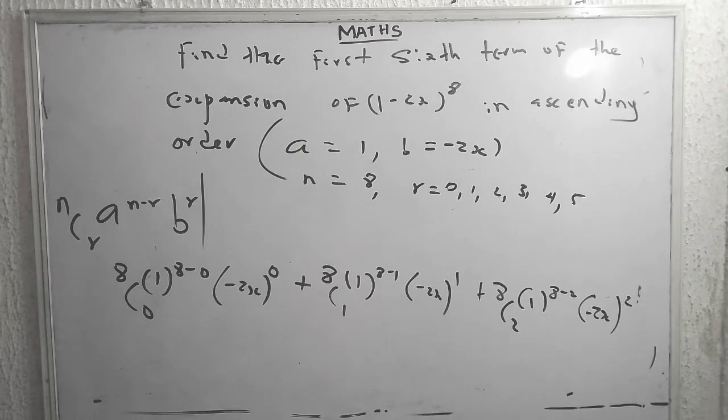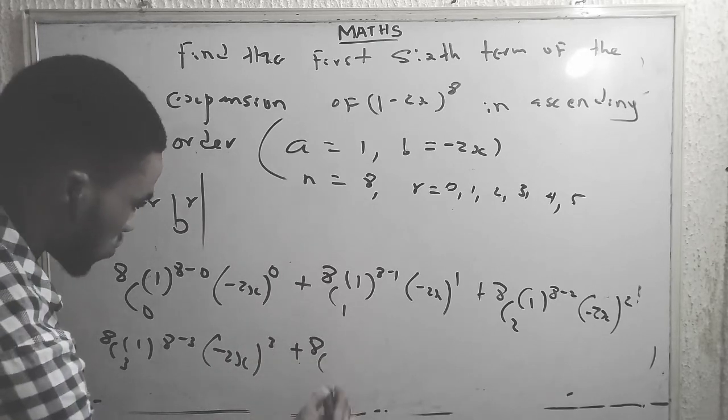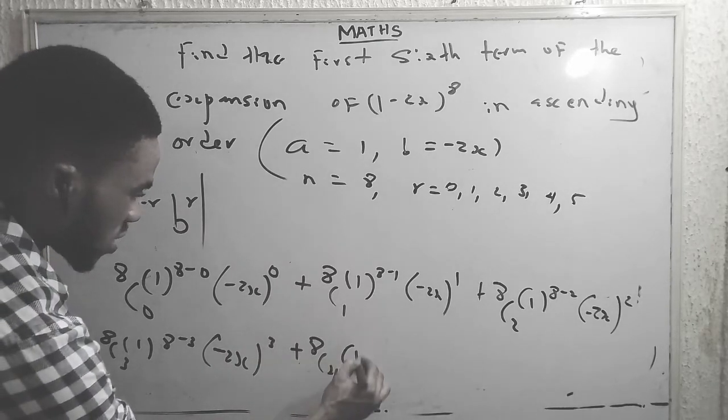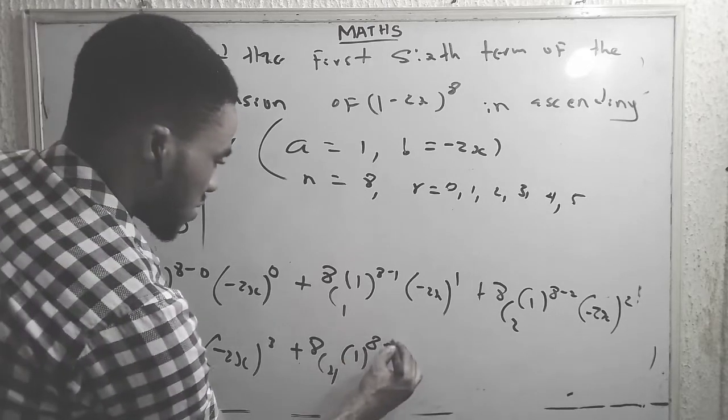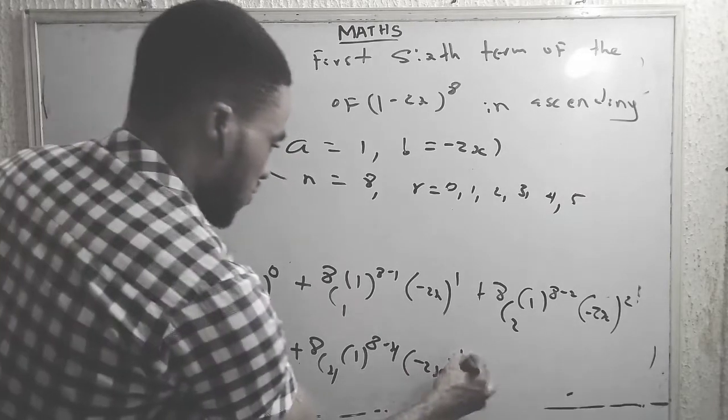Then I will have 8 combination 3, then 1 raised to power 8 minus 3, then minus 2x raised to power 3, plus 8 combination 4, 1 raised to power 8 minus 4, minus 2x raised to power 4.